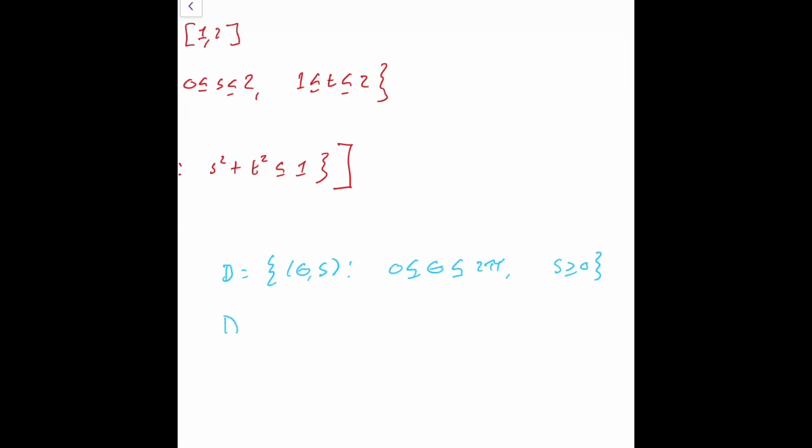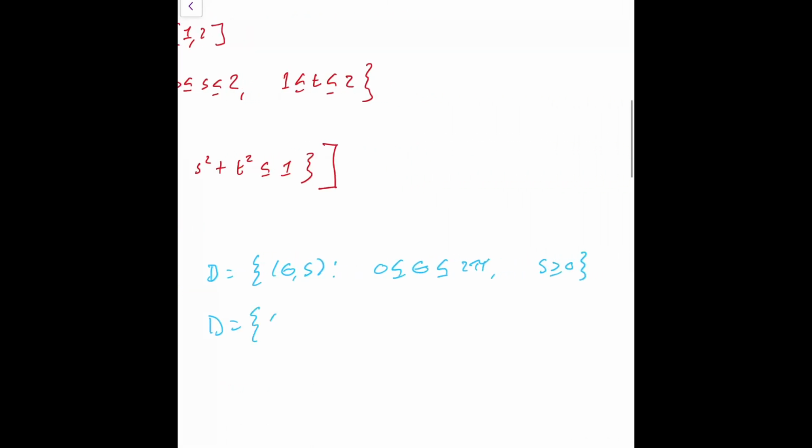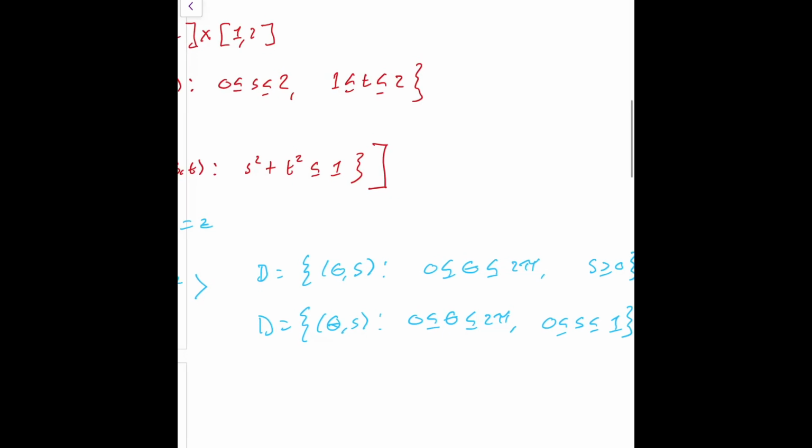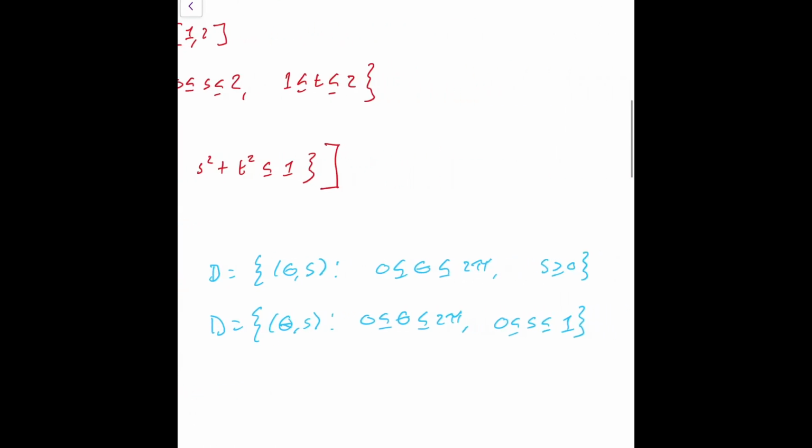And if we just want the paraboloid that's above the disk of radius 1 centered at the origin, this is going to be theta comma s. Theta is still going to go between 0 and 2 pi, but now s is just going to go from 0 to 1. If we parameterize the paraboloid using cylindrical coordinates, it's a lot easier to come up with a parameter domain that, say, restricts it to the part that lies in the first quadrant inside the disk of radius 1, or the part that lies above the annulus with inner radius 1 and outer radius 2, and stuff like that.